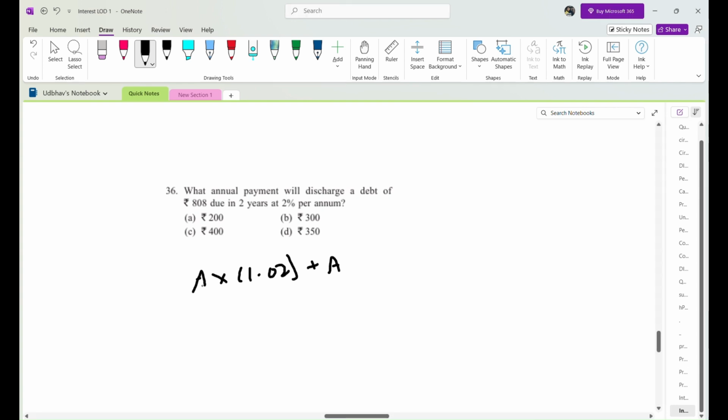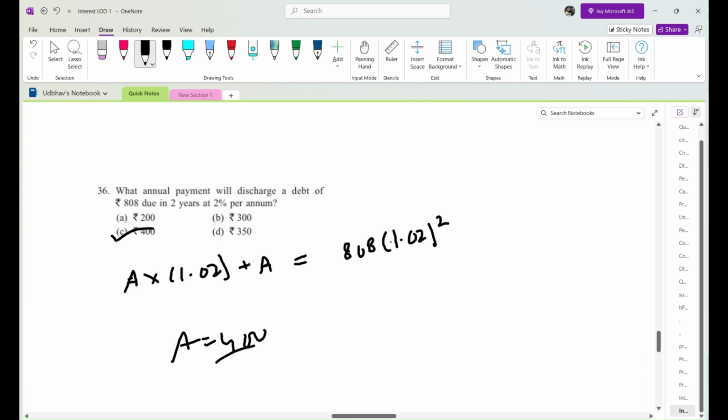Let's say the first year the amount he paid was A rupees. Next year he has to pay 2% more of that amount, and that amount will be 808 into 1.02 square. So from here A equals 400. You can use the calculator.